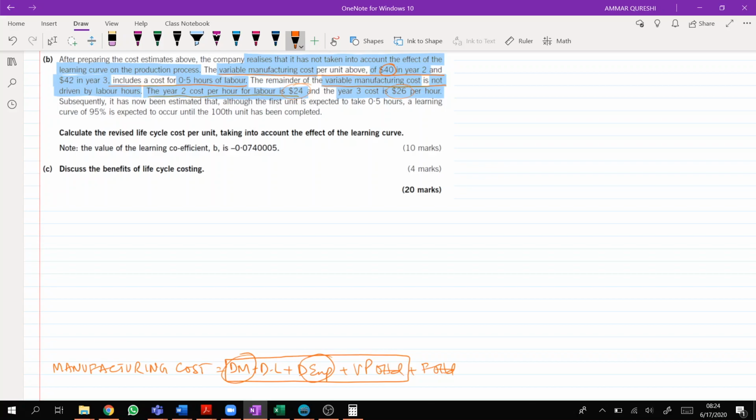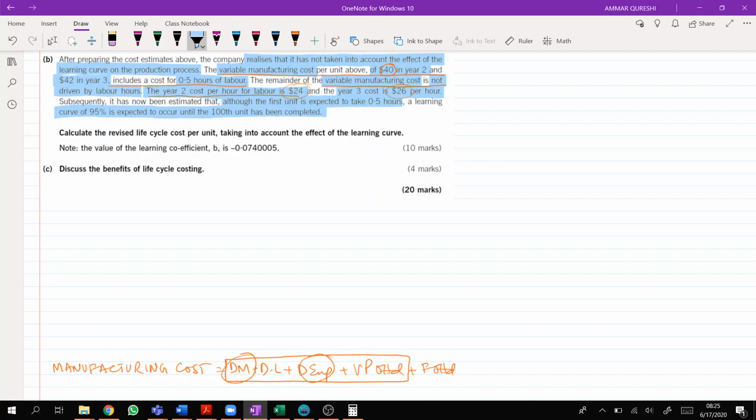Subsequently, it has now been estimated that although the first unit is expected to take 0.5 hours, a learning curve of 95% is expected until the 100th unit is completed. That means the first 100 units will be affected by the learning curve, and after the 100th unit there will be no learning curve. A steady production time will apply.